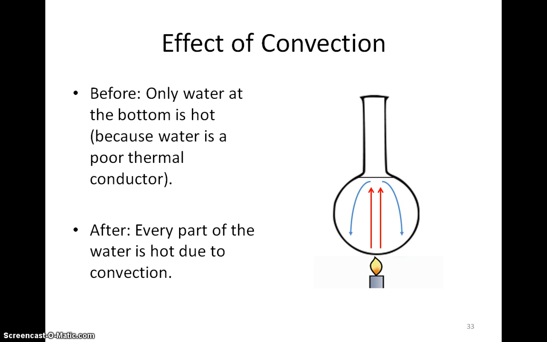What is the effect of convection? At the start, only the water at the bottom of the flask is hot. This is because water is a poor thermal conductor, and so thermal energy will take a long time to be conducted to the top of the flask. At the end, every part of the water is hot, including the top part.